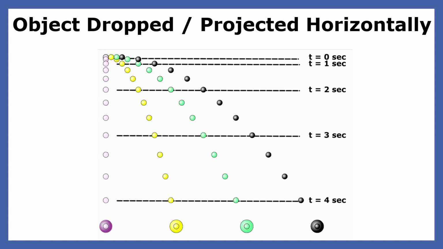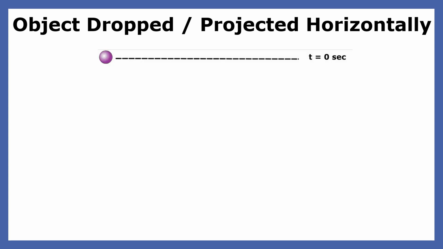Let's review a few conceptual points before we end this lesson. The pink sphere on the left is dropped at the same time and the same height 3 other spheres are projected horizontally. It's probably not obvious at first, but these 4 spheres have a lot in common.